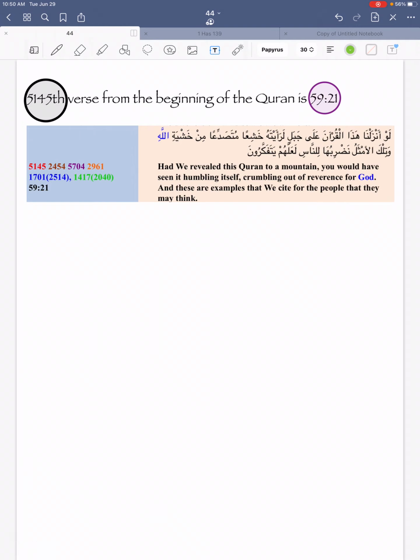The 5145th verse from the beginning of the Quran is 59:21. Chapter 59, verse 21. Let's see what God said in this verse. Had we revealed this Quran to a mountain, you would have seen it humbling itself, crumbling out of reverence for God. And these are examples that we cite for the people that they may think.